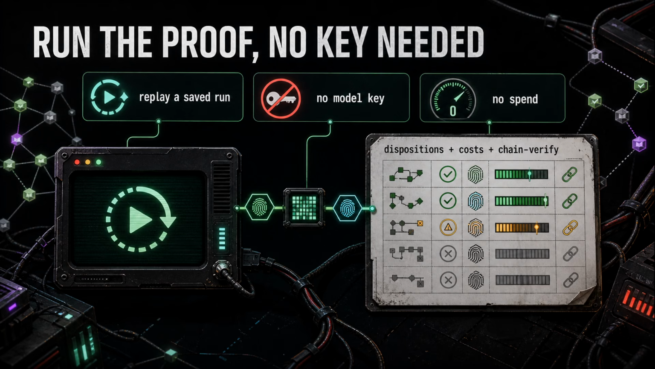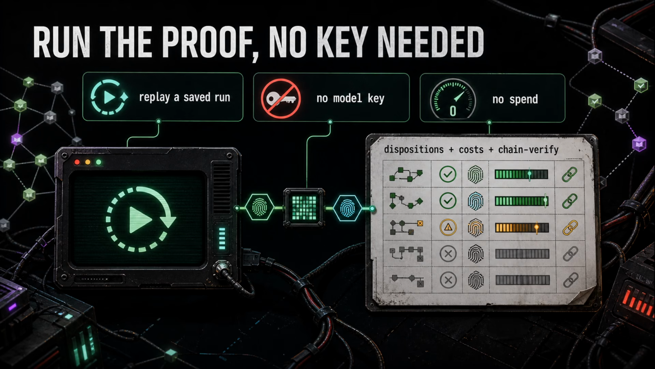From those caveats, here is the part I really like. You do not have to trust any slide we just showed. You can run the proof. So how do you run it without burning model credits? One command replays a saved run with no model key and no spend. It prints the dispositions, the surprise causes, the full token accounting, and a chain verify. So a fully offline, keyless replay.